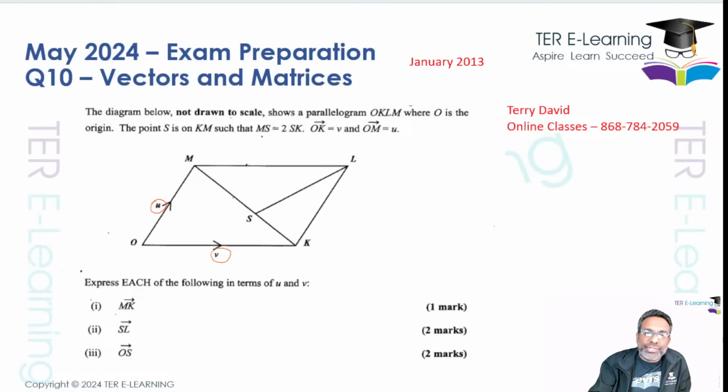Now, what I want you to pay attention to is this here. We have a point S that is on the line MK, and they're telling us that MS is twice the length of SK. Whenever you see a statement like that, you're going to divide that line MK into how many parts? Does anybody know how many parts I should divide the line MK into, based on the information they gave me? They said MS is 2 times SK. So that line MK, how many parts am I going to divide it into?